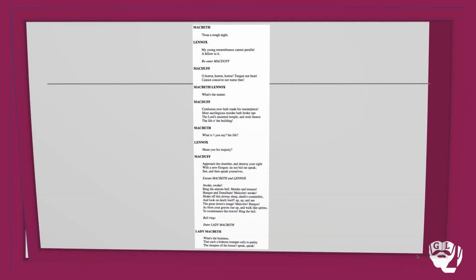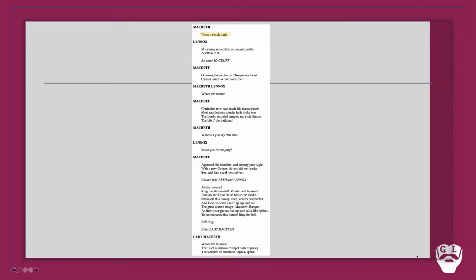Now, as the scene continues, we see how Macbeth continues to hold firm on this very short, dismissive presentation. Macbeth's response is just direct and dismissive in this play. He doesn't get involved in what Lennox is talking about here, even though Lennox comments on how "my young remembrance cannot parallel a fellow to it." He contrasts with Macbeth's statement, whereas Macbeth is being dismissive, says, "Well, it's just a choppy night, it's a stormy night." Lennox says in all his life, as young as he is, he can't remember a time anything like it.